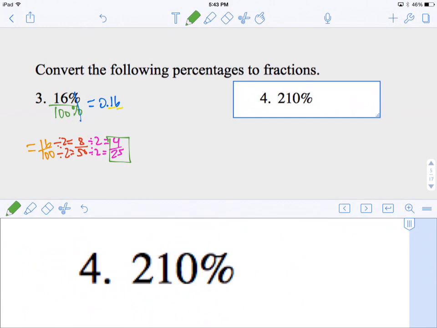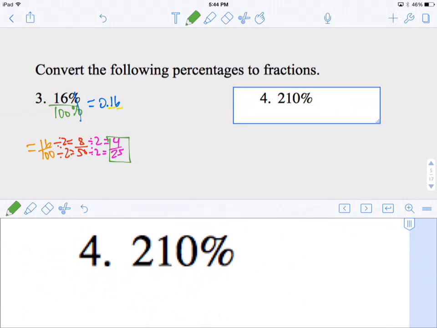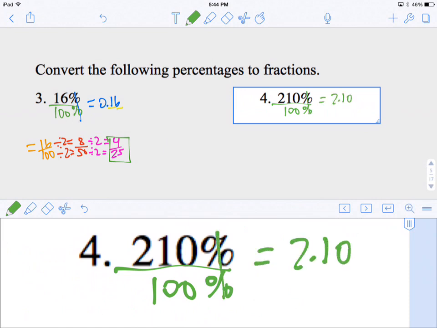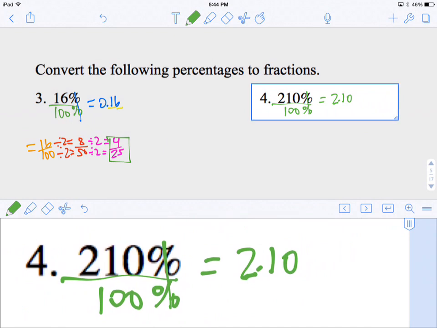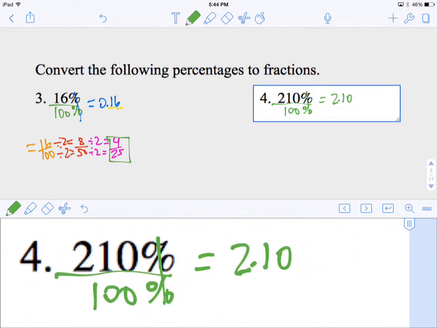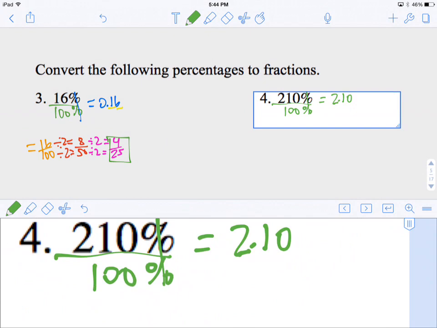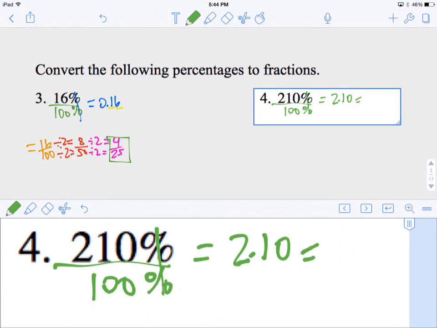One more. We have 210%. Now it's bigger than 100%, but it still works the same way. So we'll divide by 100%. That gives us 2.10. We don't even need that 0 if we don't want to. And then we're going to put the fraction part, the decimal part, the 0.10, or what really is 2.1. We don't need the extra 0. Makes it a little easier. We're going to put the 1 over 10, and we've got 2 more.